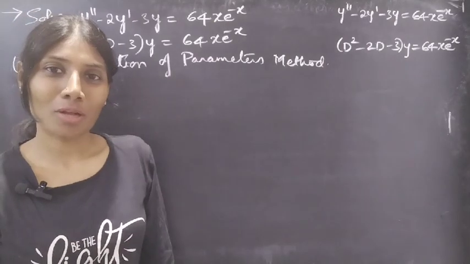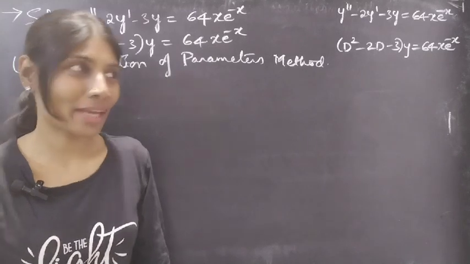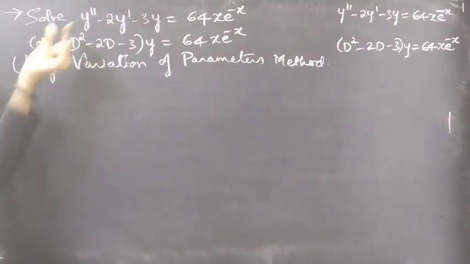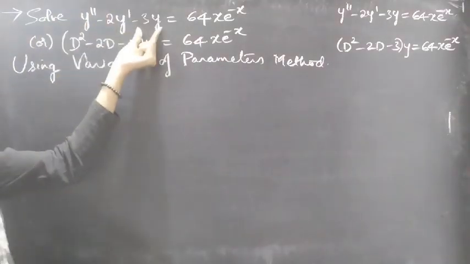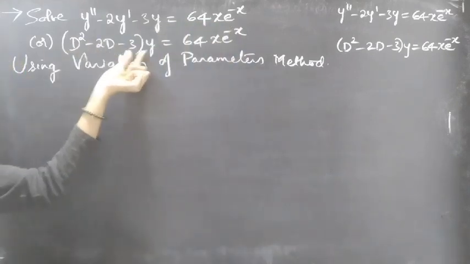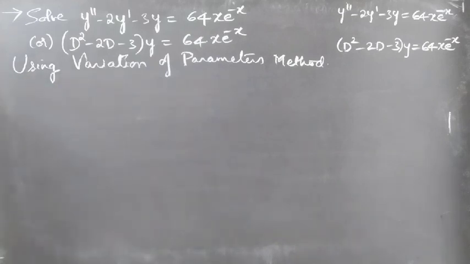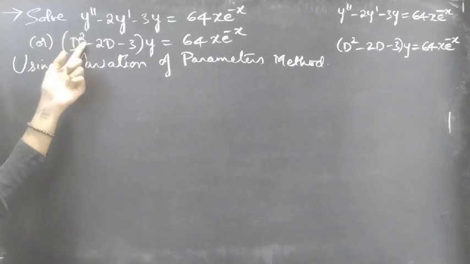In this video, we are going to solve a differential equation using variation of parameters method. So let's get going. Problem: solve y double dash minus 2y dash minus 3y equal to 64x e power minus x, or D square minus 2D minus 3 into y equal to 64x e power minus x using variation of parameters method. So here we are given a differential equation of order 2.